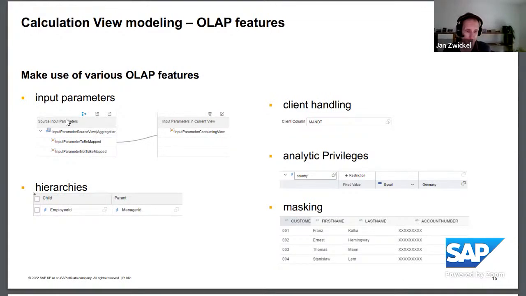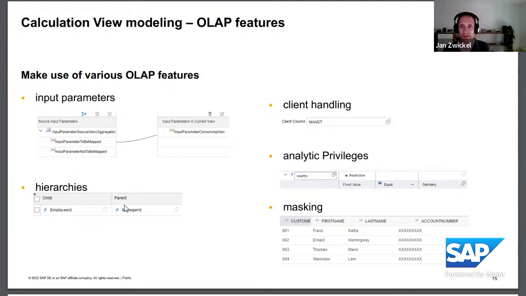Actually, there are two types of prompts. We have variables and input parameters. And the special thing about input parameters is that you can refer to them inside the model. So for example, you can have a prompt for a year, and in the model, you can decide that based on the input of the prompt, you filter a value for the input parameter. So you can use this input parameter in an expression in your model.